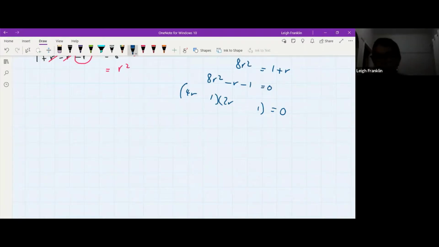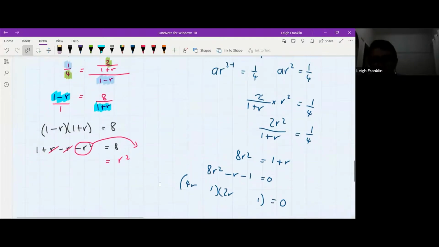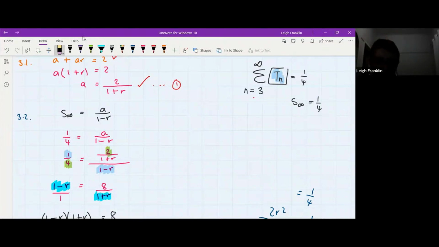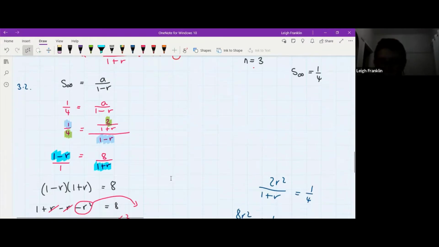Ma'am, can I ask something? Yes, of course. I'm just trying to figure out what we've done wrong here. Yes, go for it. Ma'am, like the 4 that you highlighted in green. Yes. You times it by the 2 above, not the whole term. Because you see, when you multiply fractions, you multiply numerator with numerator and denominator with denominator. So that 4 is being multiplied with the 2. That's why we would have ended up with 8 at the top. Okay, 8 over 1 plus r is equal to 1 minus r.